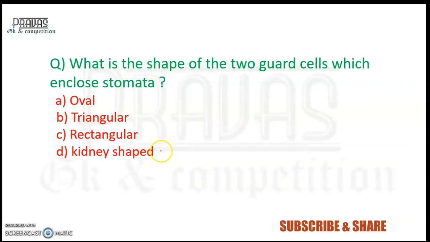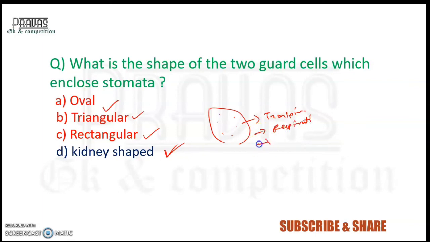The next question is, what is the shape of two guard cells which enclose stomata? And the options are oval, triangular, rectangular, kidney shaped. Remember, the guard cells are kidney shaped, and the guard cells surround the stomata. Stomata are tiny pores present on the surface of the leaves, and stomata are responsible for transpiration, respiration, and also gaseous exchange. And the stomata are surrounded by the kidney-shaped guard cells.